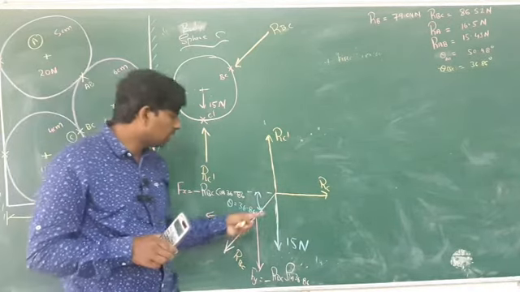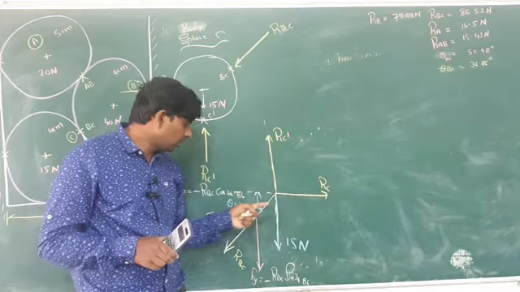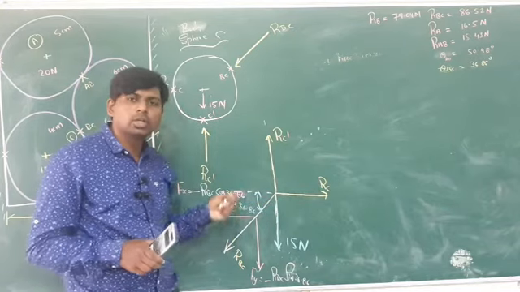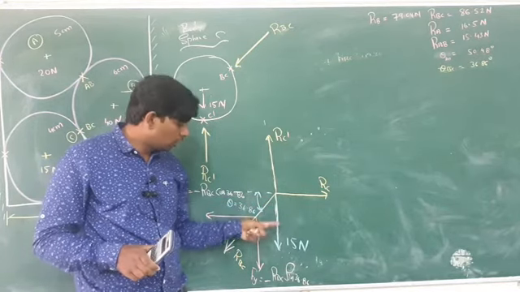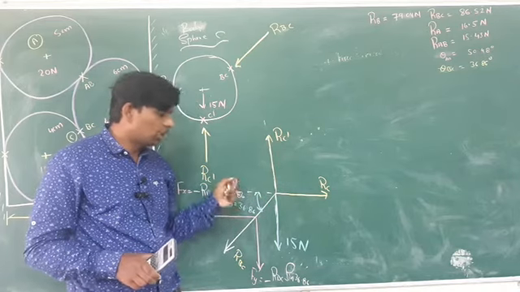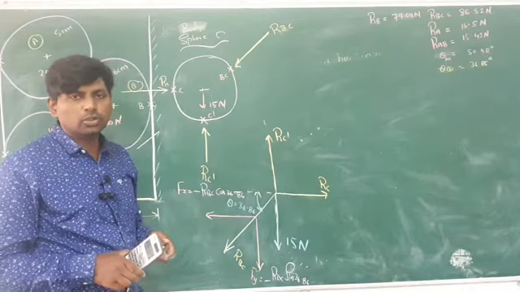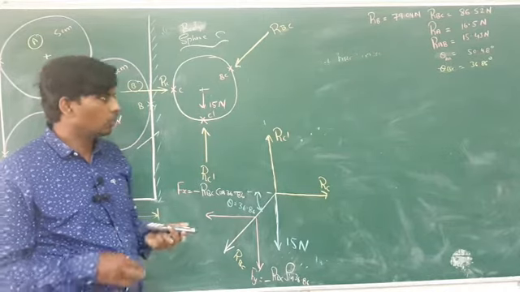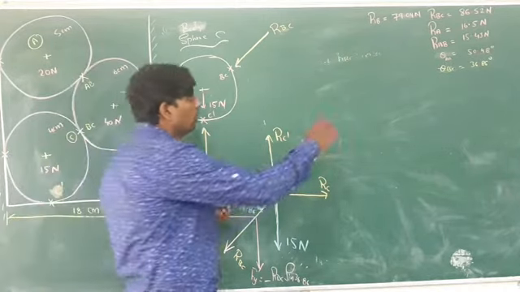So here, as you can see, there are only 2 horizontal forces. If you talk about vertical, there are 3 forces. So it is better to go for horizontal forces. First I am going for the sum of horizontal forces.